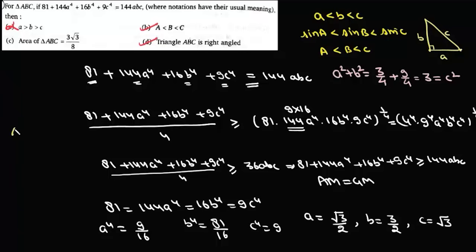So this triangle ABC is a right angle triangle, and these sides are A and B and the hypotenuse is C. Now the area of this triangle will be half AB, and this value is going to be 1 by 2 times A, which is root 3 by 2, and B, which is 3 by 2. So this value is 3 root 3 divided by 8, and that's your option C. So the correct options are B, C and D.